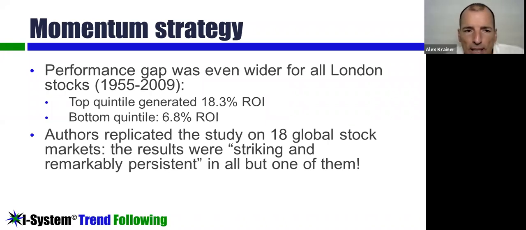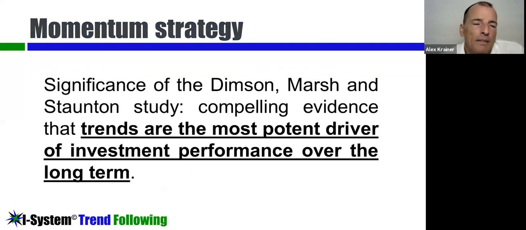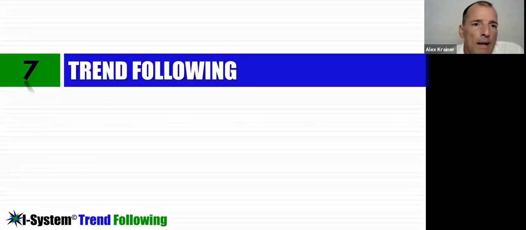The results were striking and remarkably persistent in all but one of them, and that one was Japan, because it was based on the post-2000 data. And keep this one in mind because I'll revisit the Japanese experience over this period. It's kind of significant as well to what we're talking about. The significance of the Dimson, Marsh, and Staunton study is that it provides us very compelling evidence that trends are the most potent drivers of investment performance over the long term.